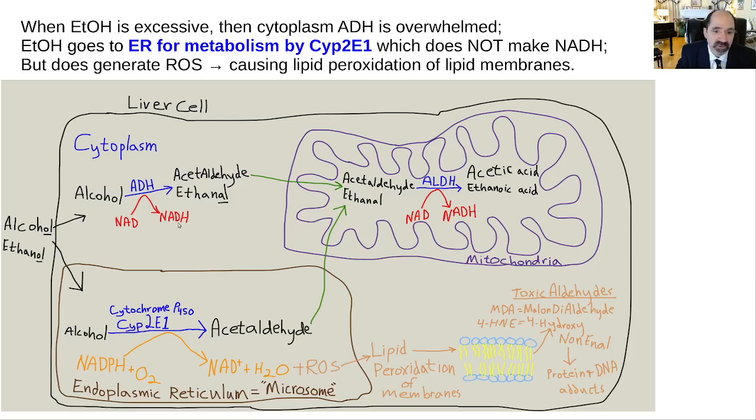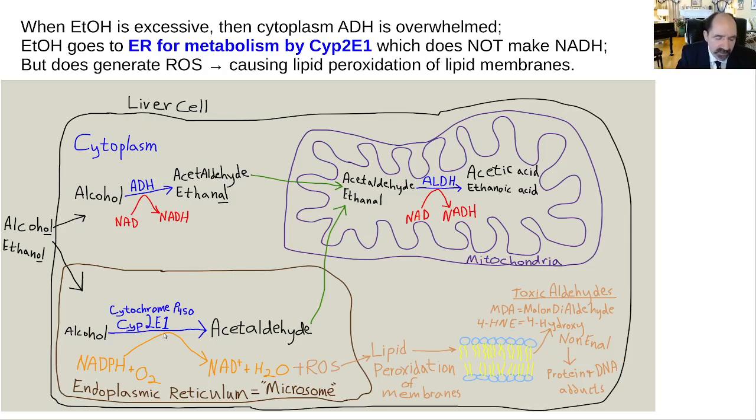And what that means is there are reactions dependent on that. Their direction is going to run backwards because of this accumulation of NADH. We'll get to that in just a moment. When a person drinks a lot of alcohol all at once, the liver cytoplasm ADH system cannot handle it. And the extra alcohol is then passed into the endoplasmic reticulum, also called a microsome, and that has a special enzyme called the cytochrome P450 CYP2E1.